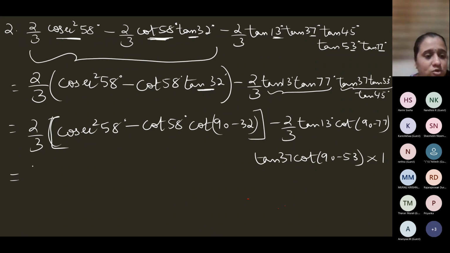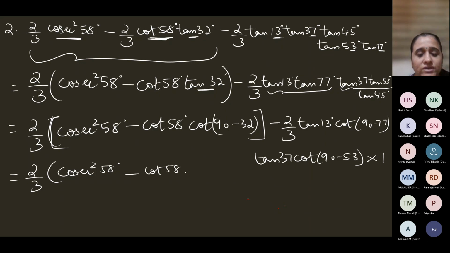So now let's proceed. So 2 by 3 into cosecant square 58 degrees minus what is 90 minus 32? 90 minus 32 is 58, cot 58. And cot 58 into cot 58 is cot square 58. That we'll get in the next step. So let me write cot 58 into cot 58, or so you can simply write cot 58. Close the bracket. Minus 2 by 3 tan 13 degrees cot 13 degrees.